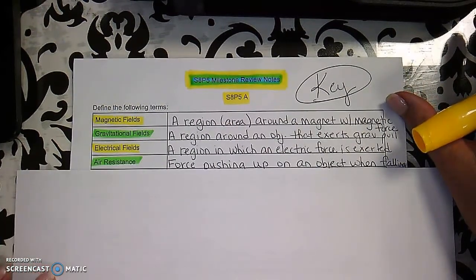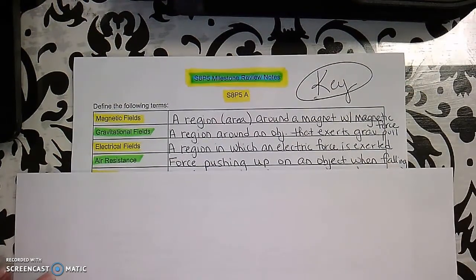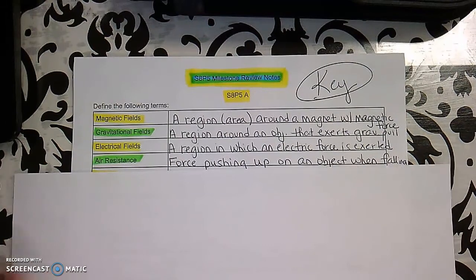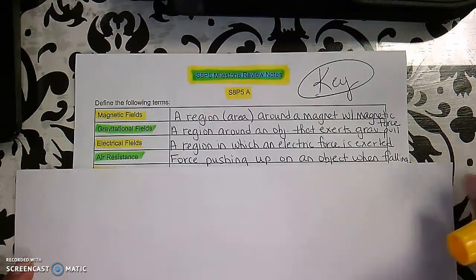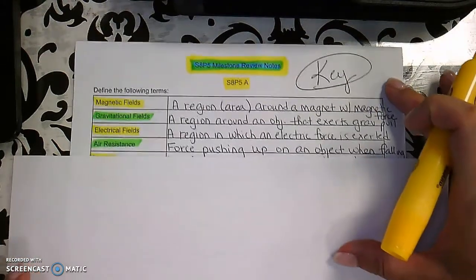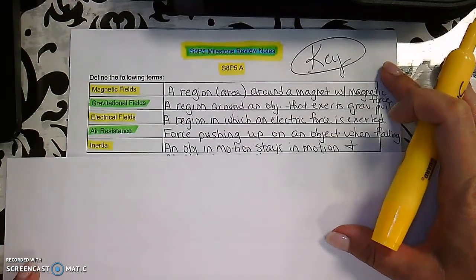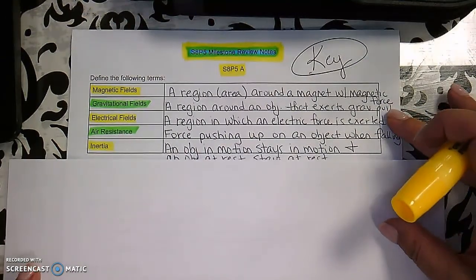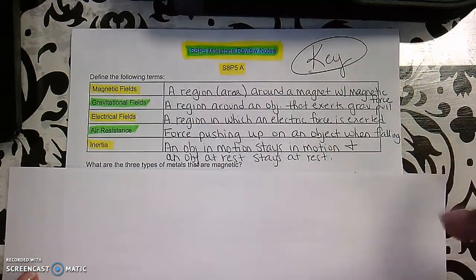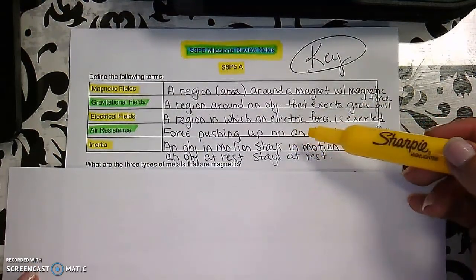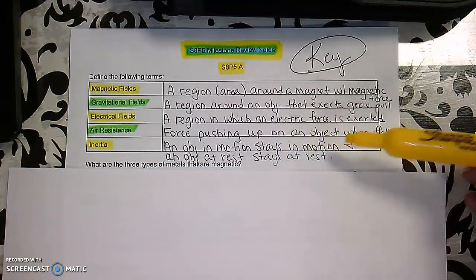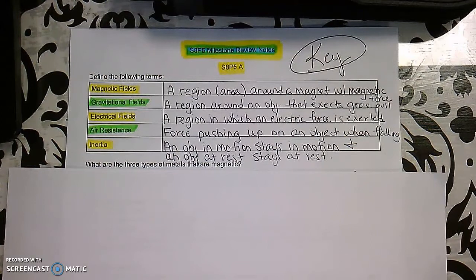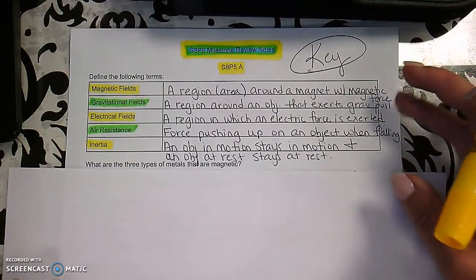Then we have air resistance, and that's the force pushing up on an object when falling. And of course, we know that things like feathers and parachutes and big pieces of paper like this have air resistance when falling. Leaves, when they fall out of a tree, have air resistance. And last, inertia, we know is also what Newton's first law can be referred to. Objects at rest, their inertia is to stay at rest, and objects in motion, their inertia is to stay in motion. So that is the inertia of those objects. Feel free to pause the video at any time.